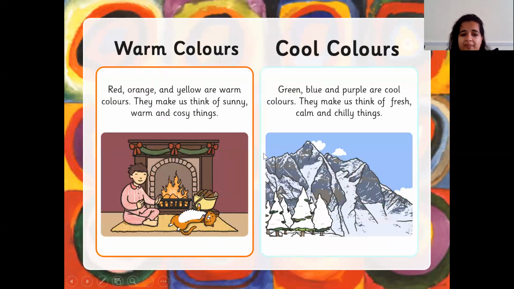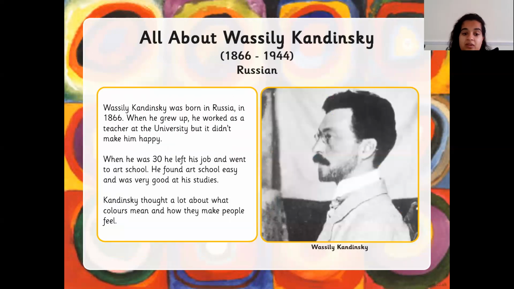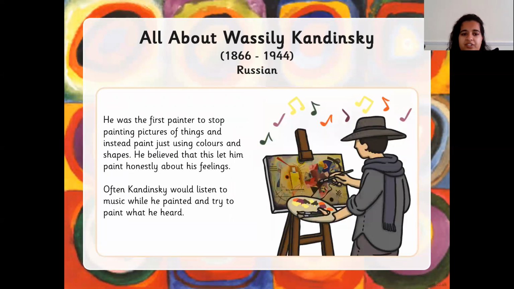So if we go back to here, he thought a lot about how these colors make us feel. They're warm colors. They make us feel warm. They make us feel cozy. And these are cool colors, green, blue, and purple. They make us think of fresh, calm, chilly things. Okay? So he thought a lot about the meaning of colors.